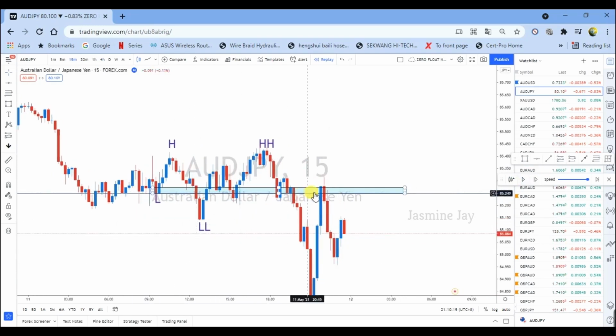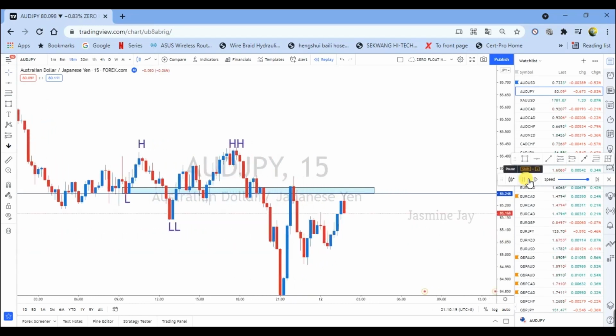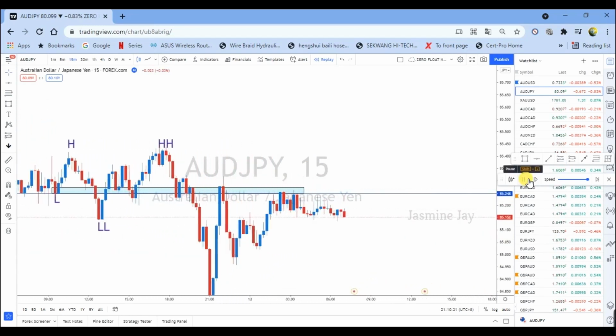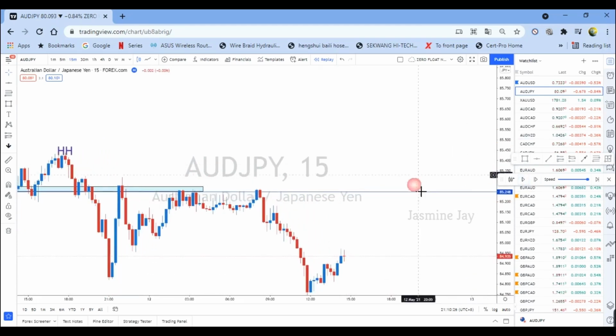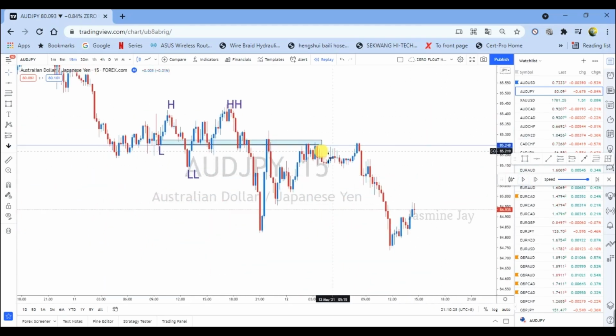As we can see, the price has finally come back to this area, reacted and continued on a downtrend. Okay, as you can see, the price has reacted from here to our supposed TP, this area. It is close to 60 pips. So this is a very good win ratio reward for our setup.